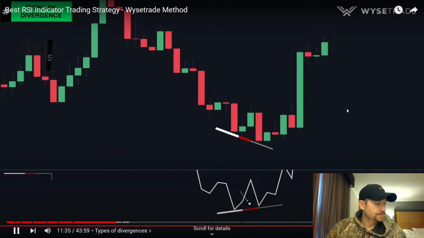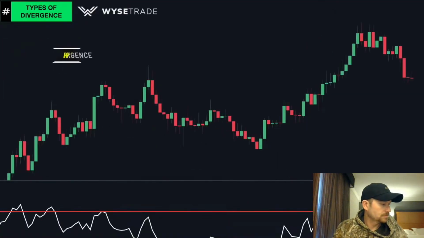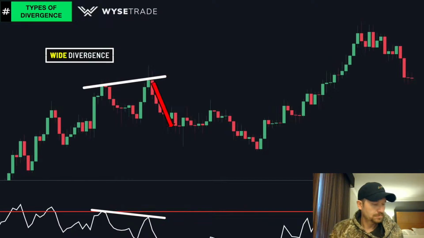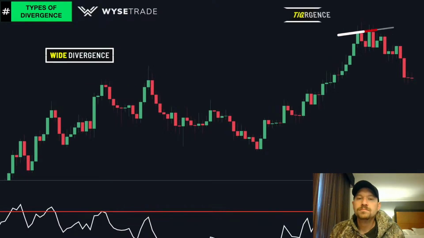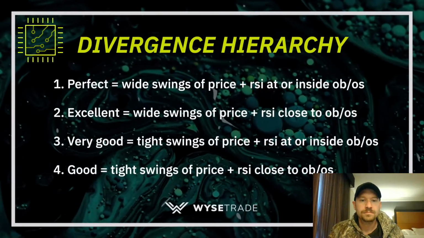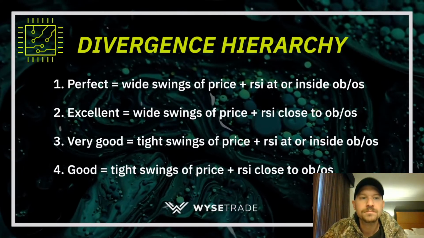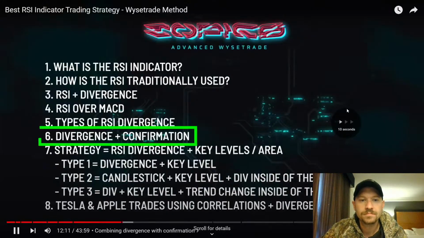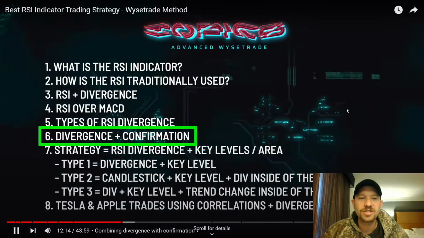Divergence on one chart as a quick recap. Wide divergence, reversal. Wide divergence, reversal. And then tight divergence here, reversal. So as a quick recap, here is our divergence hierarchy. Now all divergence is good, but just use this hierarchy to rank the quality of the divergence in the trade you are looking at. Next, divergence and confirmation.